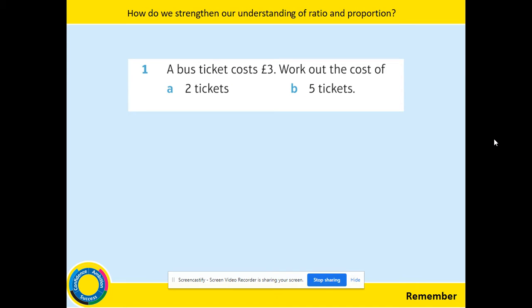Hello everyone. As we have come to the end of Unit 11, I'm going to be doing two more videos. The first one that we'll be doing today is to strengthen our understanding of ratio and proportion. So it's like a recap of what we've done so far and just strengthening the knowledge that we should have. Please could you pause the video and have a go at the question that's on the screen for your remember task, and play when you're ready to go through the solution.